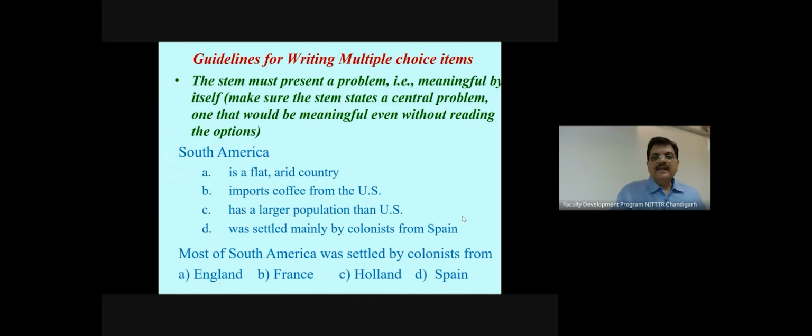Most of South America was settled by colonists from England, France, Holland, Spain. So alphabetically increasing order. आप डिक्रीजिंग ऑर्डर में भी कर सकते हो, क्योंकि कई बार क्या होता है आप इंक्रीजिंग ऑर्डर में करते हो तो पहले चारों क्वेश्चन के आंसर बी आ जाते हैं, तो उनको अवॉइड करने के लिए आप डिफरेंट सीक्वेंस दे सकते हो.